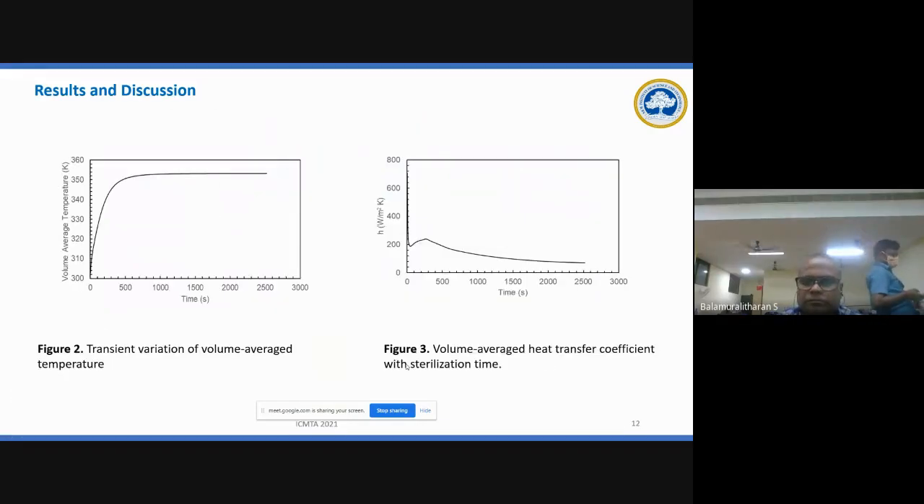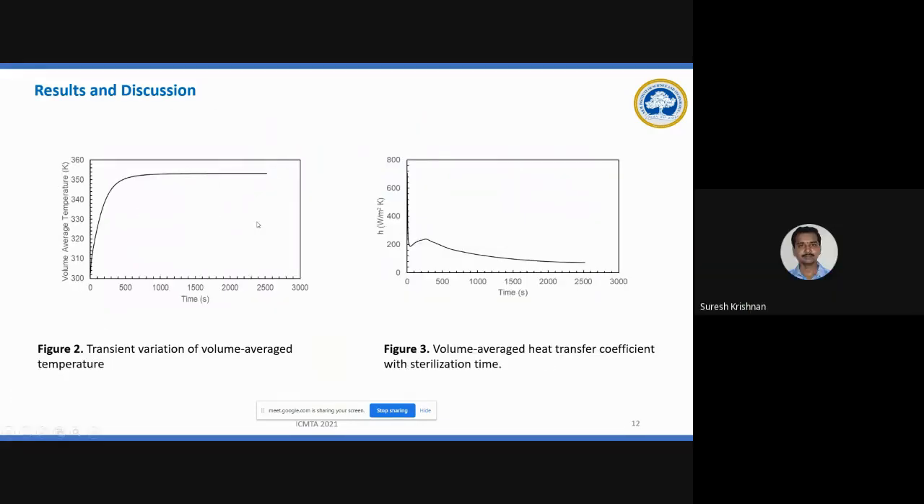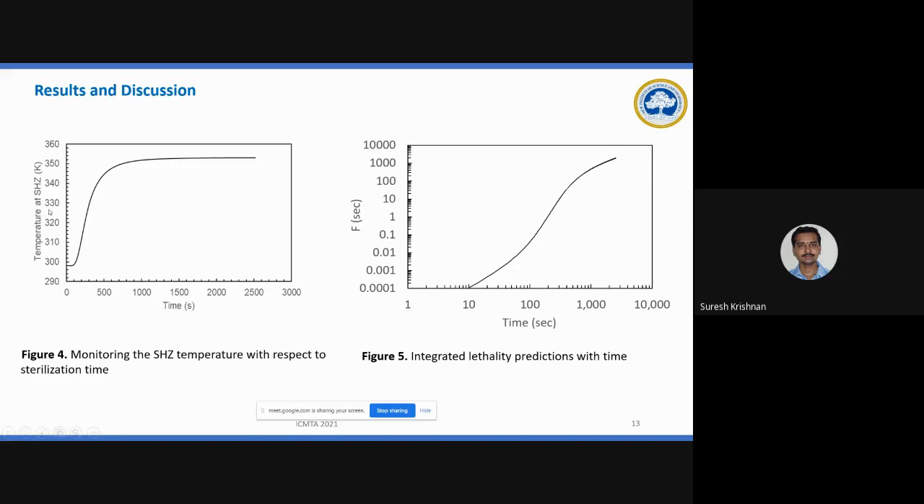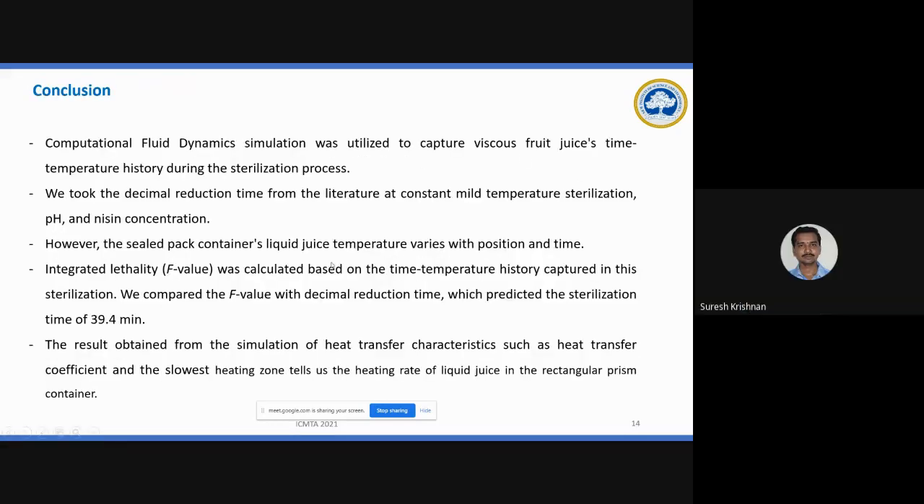Conclusion, sir. These are the different profiles which I showed, and this is the heat transfer coefficient as a function of time, which is also calculated. Using Newton's law of cooling, heat flux equals h times temperature difference, so the heat transfer coefficient is calculated from Newton's law of cooling. This is the slowest heating zone, captured using a computational tool. The integrated lethality as a function of time is also plotted, and from that we get the time required to reduce the initial microorganism concentration. This is the conclusion of my talk.